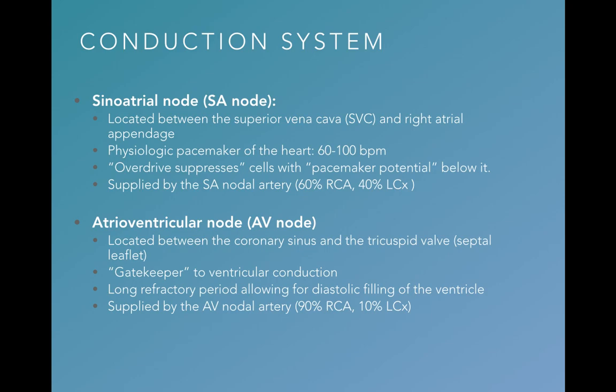And another important point to think about is where the blood supply comes from. So for the SA node, normally it's the RCA, and this is known as the SA nodal artery. And the AV node, similarly, is supplied by the AV nodal artery, and most of the time this comes from the RCA as well.